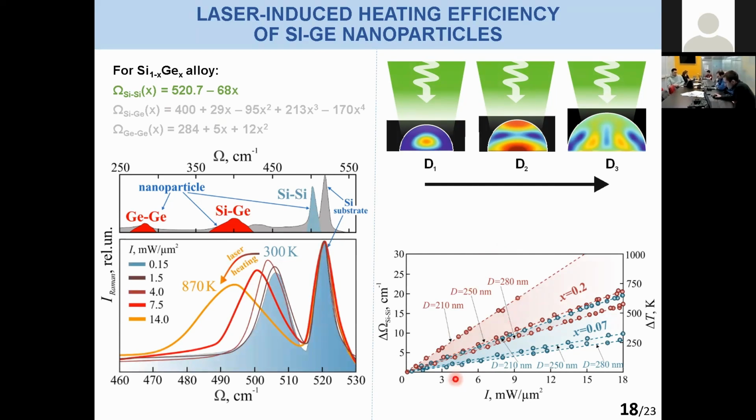So for a wide range of densities and for different nanoparticles, different diameters, different germanium concentrations. And the tilt angle of these lines presents the efficiency of laser-induced heating of nanoparticles. And as we can see, the most efficient heating is achieved at diameters of around 200 nanometers at germanium concentrations of about 20%.